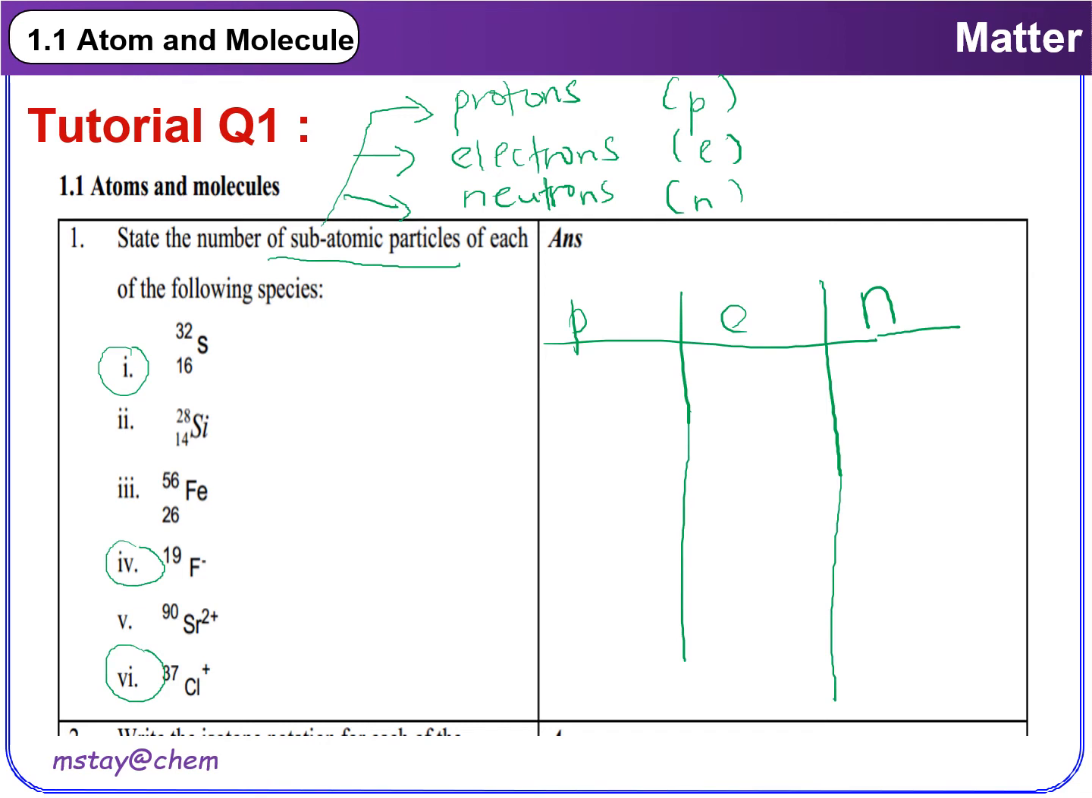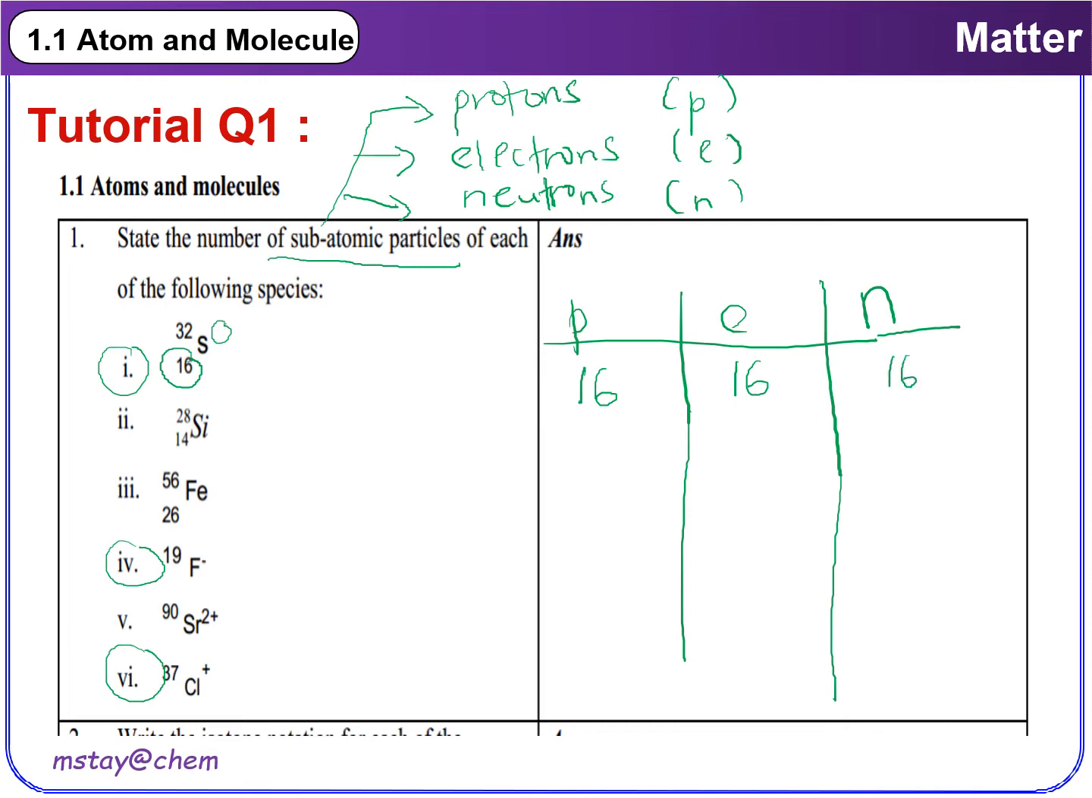You are given the isotope notation for sulfur. This is the Z, which represents the number of protons. Because there is no charge here, the number of protons and electrons are similar. How do we get the number of neutrons? We use A minus Z. So 32 minus 16, which is 16.